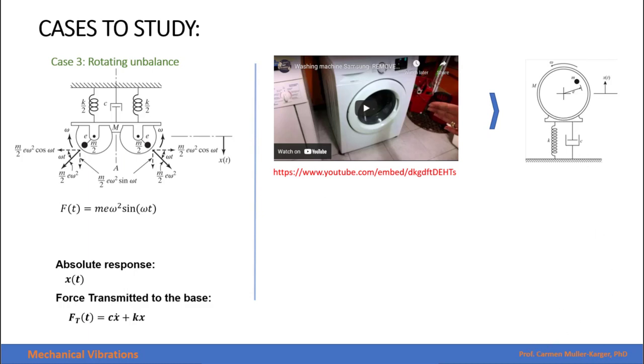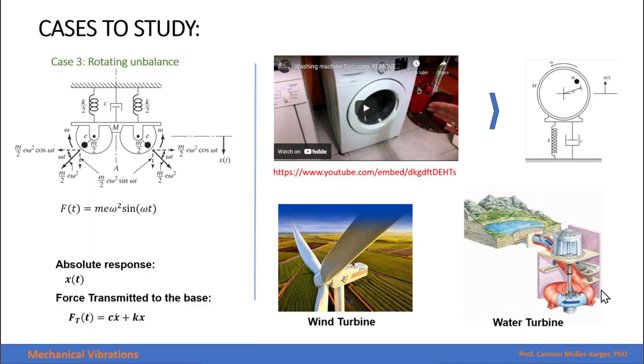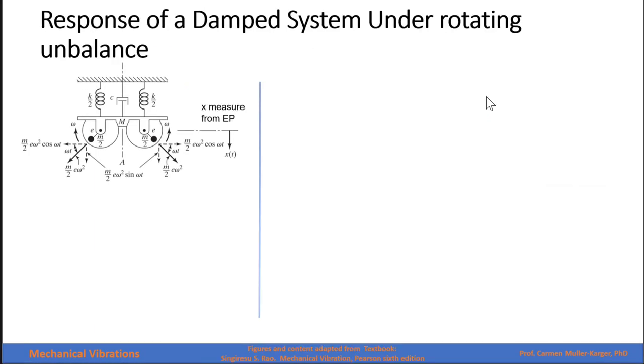We have other examples such as wind turbines or water turbines. They can get very unbalanced and the system can have a large vibration. A simplified model of such machines is shown. The total mass of the machine is m, and there are two eccentric masses, mass m/2 each, and they rotate in opposite directions with an angular velocity omega.